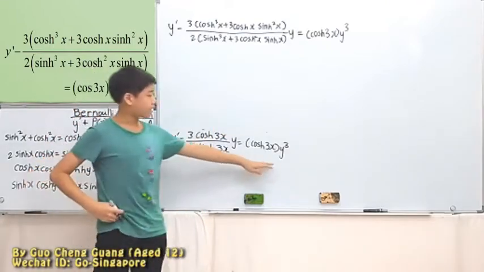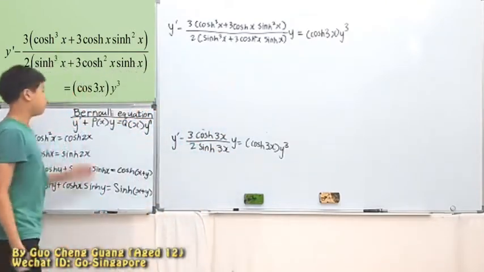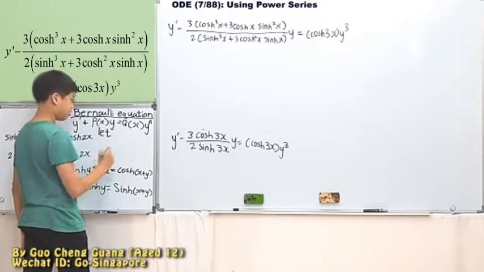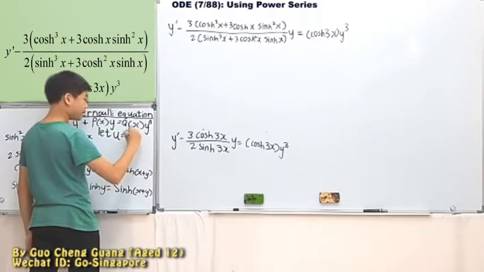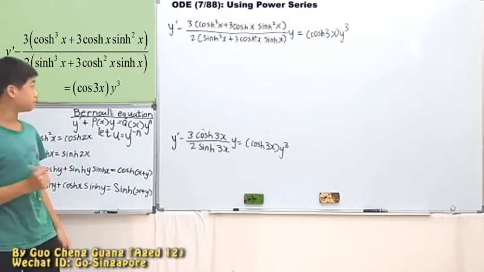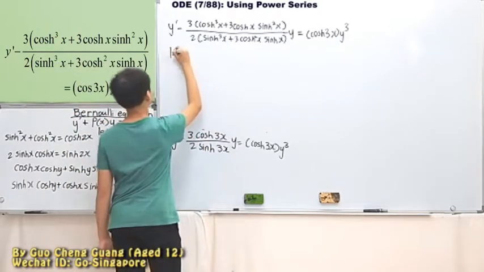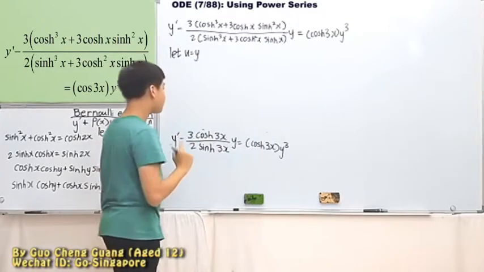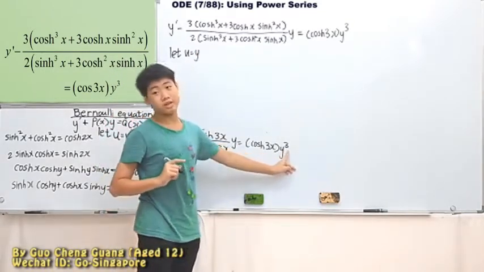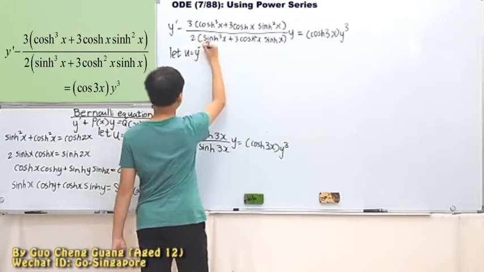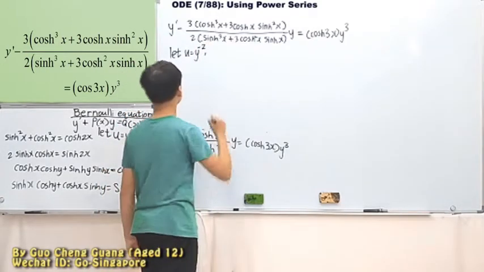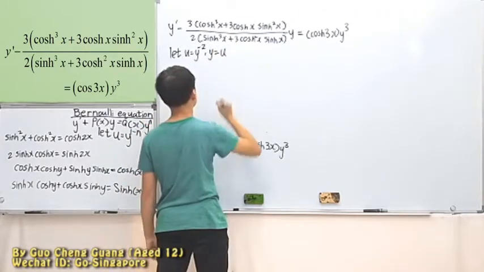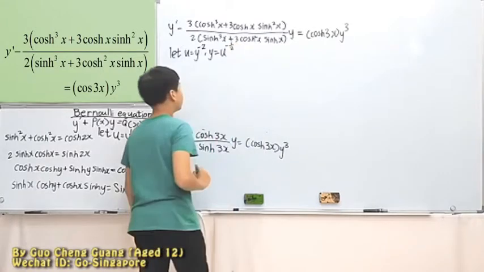So what kind of substitution do you make here? So in this Bernoulli equation, your substitution will be let u be y to the power of 1 minus n. Okay, you get this. One minus n. So here's the 1 minus 3. So you get negative 2. So y will be u to the power of negative 1 over 2.